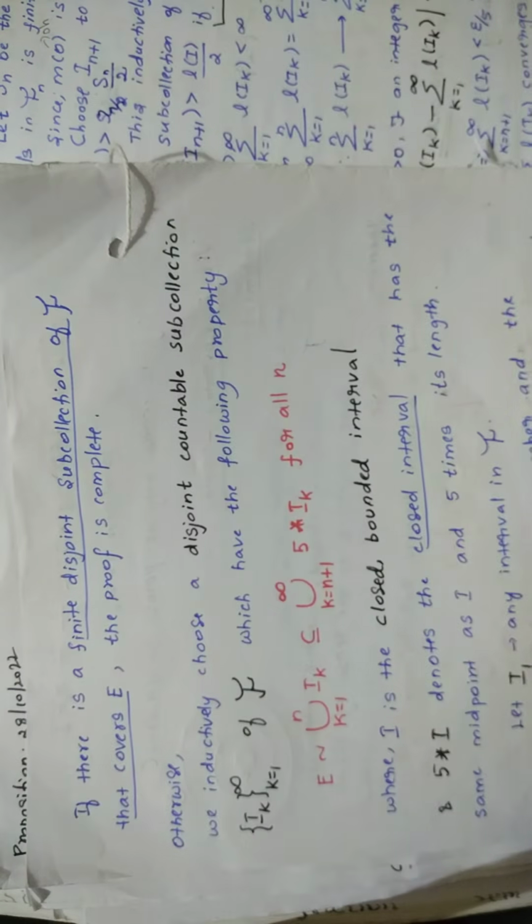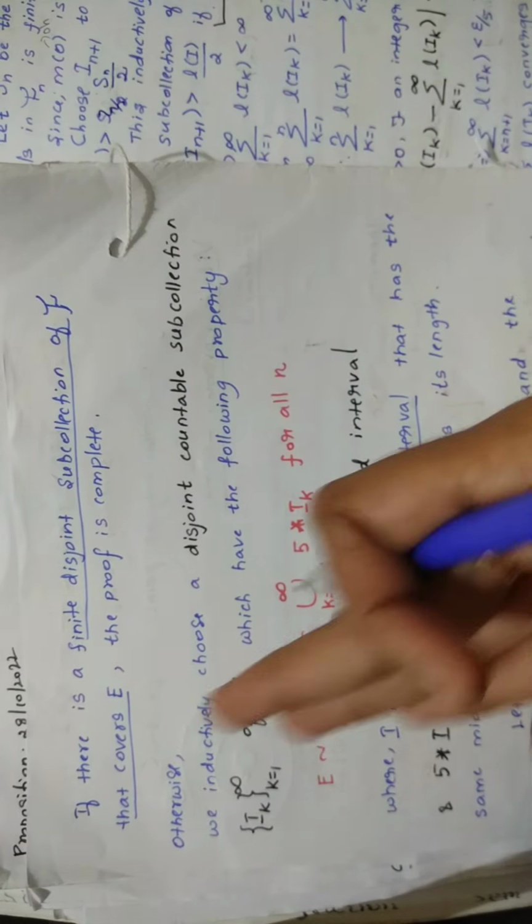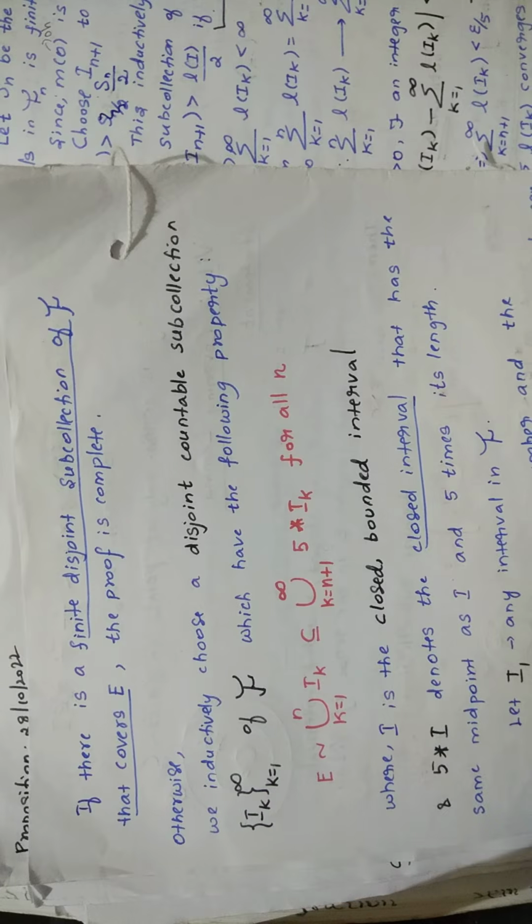If there is a finite disjoint collection of f that is covering E, that is what you have to prove in the statement, right? So you proved it, the proof is complete. Otherwise, the part is a little bit lengthy. You have to keep something in your mind.